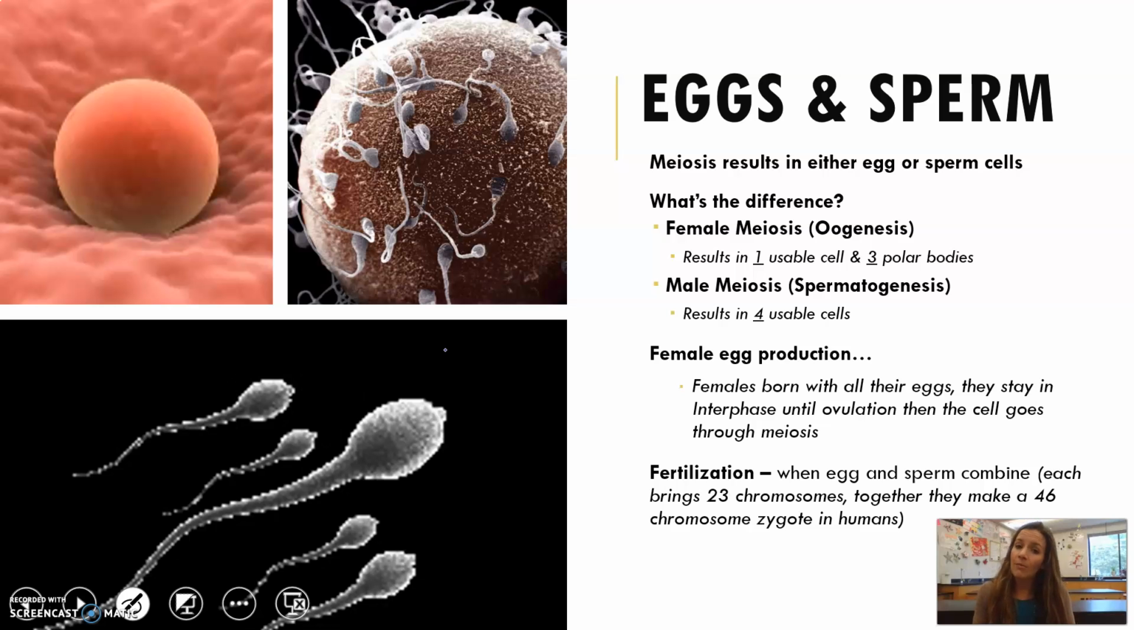Also important to note, females are born with all of their eggs. So if you're a female, when you were born, you had all the eggs you're ever going to have in your body, and then they kind of stay in interphase until you hit puberty. And then you start ovulating, and then you have monthly periods. So this is where the egg production starts to finish out the process of meiosis, once you hit puberty. Males just create sperm cells once they hit puberty, and they have an unlimited number. It doesn't matter. So fertilization then is when the egg and sperm combine, bringing 23 and 23 together, if you're a human, to make 46 into a zygote, which is an important word to know.